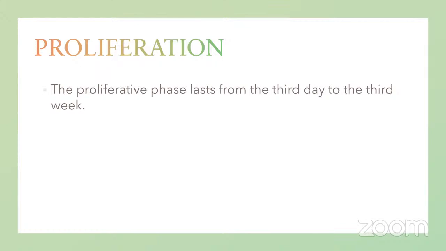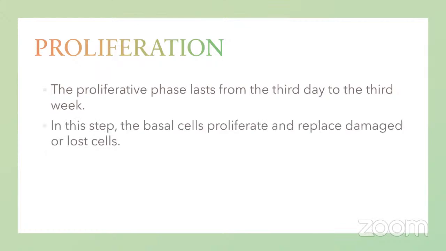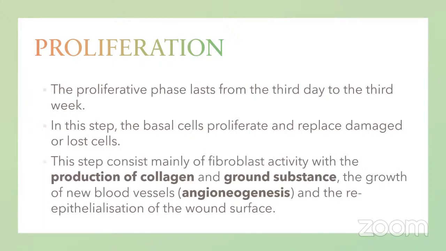So here we can see the proliferative phase lasts from third day to third week. These days are important because these are usually asked as questions. So proliferative phase lasts from third day to third week. In this step, the basal cells proliferate and replace damaged or lost cells. This step consists mainly of fibroblast activity with the production of collagen and ground substance, the growth of new blood vessels, and the re-epithelialization of the wound surface. So these are the things that have to happen.